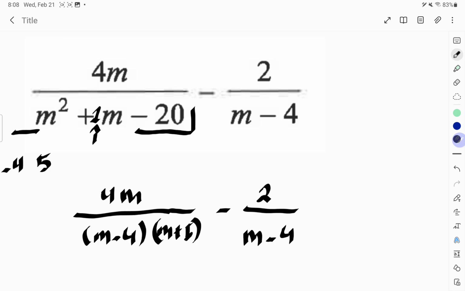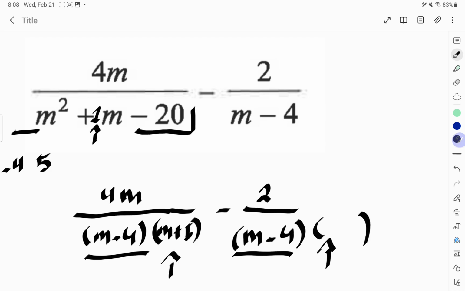Okay, so this is going to be a little different from what we did in the previous problems. The main reason is that I have a negative 4 on both sides, which is pretty awesome. But remember, we need to have the same denominator. So which one's missing something? This side is missing the m plus 5. So I'm going to have to cross multiply that one, only that one, because we already have m minus 4. There's no point in cross multiplying the other one.